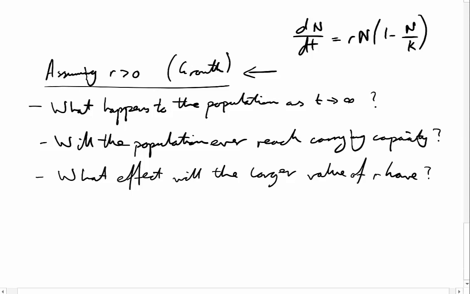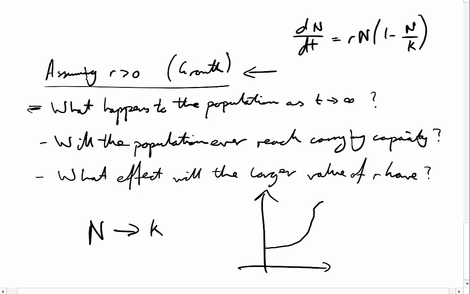Well, I've already answered the first question in this video. As t goes to infinity, our population approaches our carrying capacity. It starts off exponentially, but then just kind of levels off. And that's our carrying capacity.